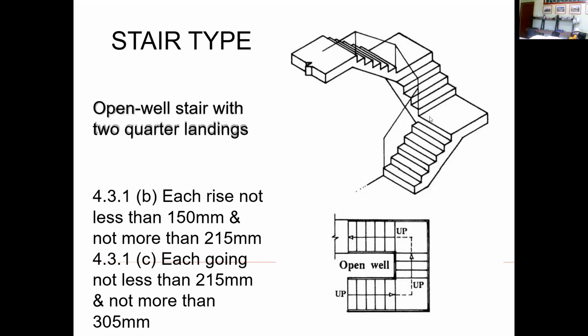Each going is not less than 250 millimeter or not more than 305 millimeter. So the going is the distance between the edge of the nosing of the thread up to the clear length of the thread.